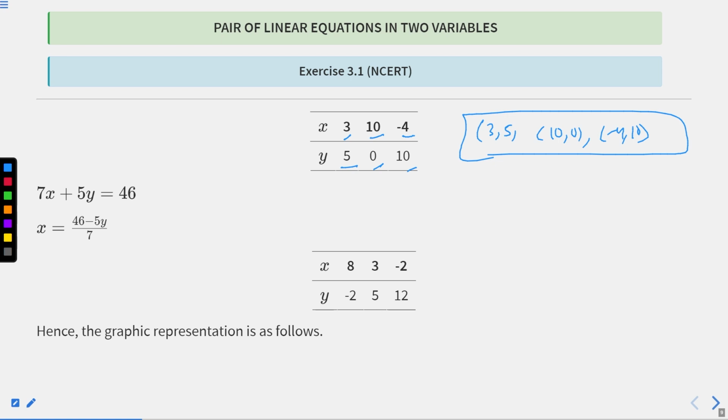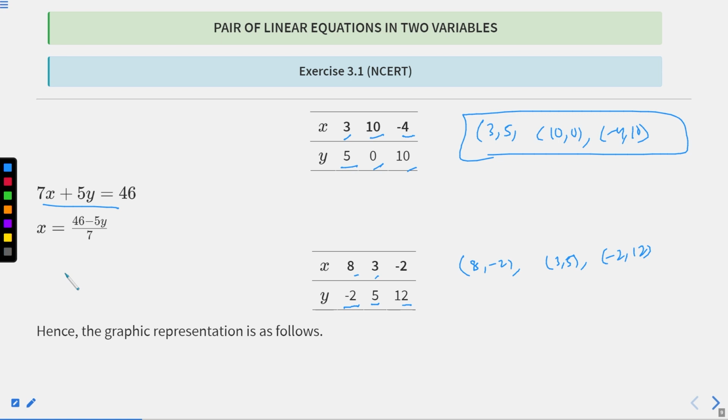And for this equation 7x plus 5y equal to 46, here we can express the variable x in terms of y. Then we get x equal to (46 minus 5y) divided by 7. Okay, and here for y equal to minus 2, we get the value of x is 8, and for y equal to 5, then we get the value of x is 3, and when y is 12, we get the value of x is equal to minus 2. Okay, so here the points are 8, minus 2; 3, 5; and minus 2, 12.